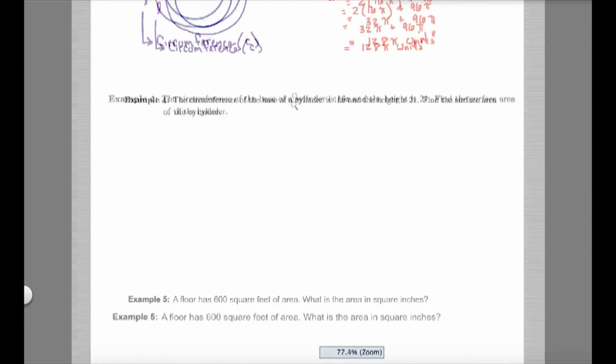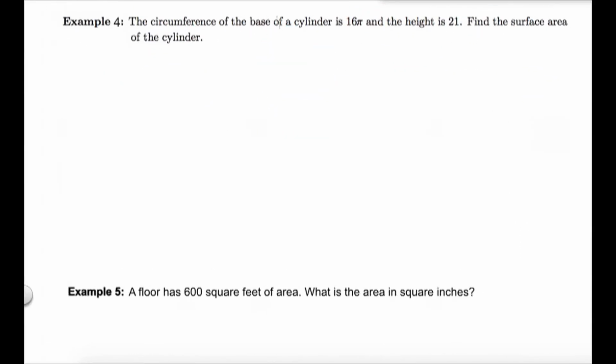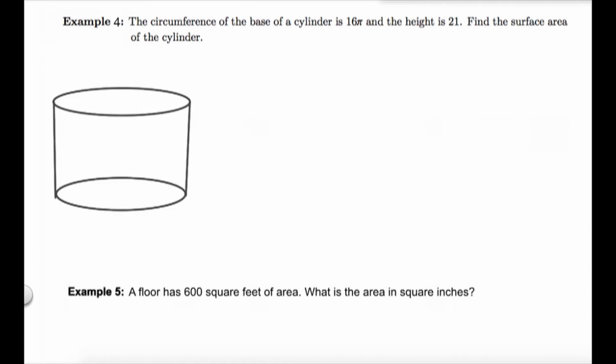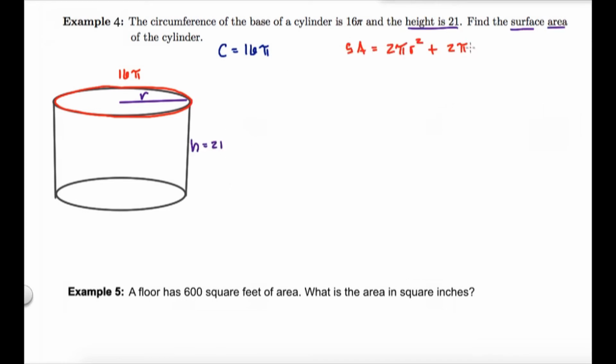Okay, example 4. The circumference of the base of a cylinder is 16 pi and the height is 21. Find the surface area of the cylinder. So I just drew a little cylinder here. We know the circumference is 16 pi and the height is 21. And so here's our equation. Surface area is 2 pi r squared plus 2 pi r h.